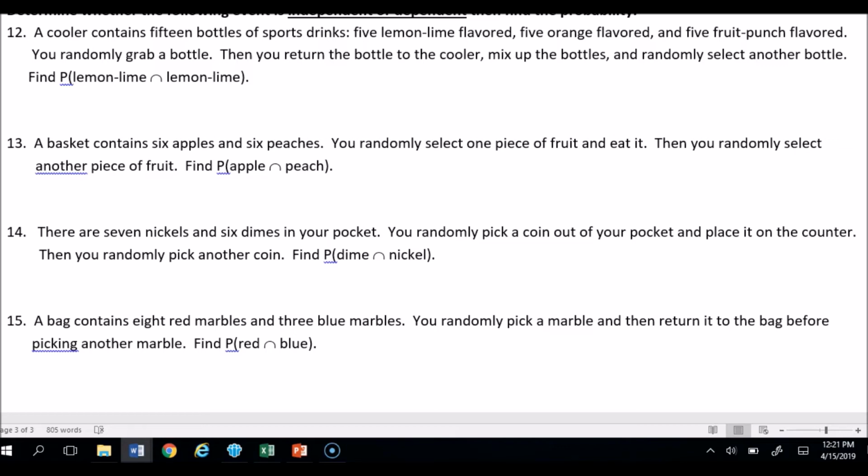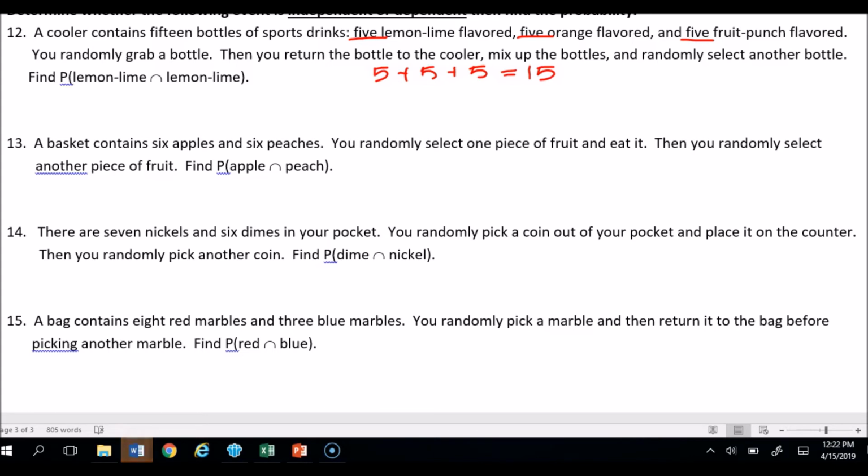A cooler contains 15 bottles of sports drinks, 5 lemon lime, 5 orange, and 5 fruit flavored. You randomly grab a bottle, then you return the bottle to the cooler, mix up the bottles, and randomly select another bottle. Find whether you pull a lemon lime and a lemon lime. So first of all, we need to add up, again, our numbers here. We got 5, 5, and 5. So we're going to do 5 plus 5 plus 5. So that's 15 total.